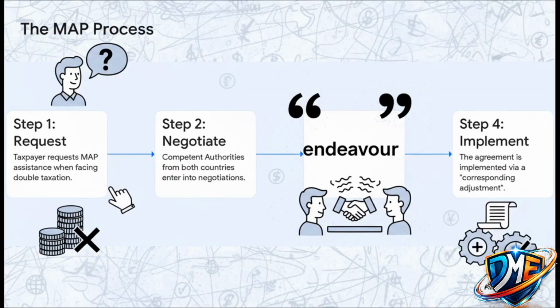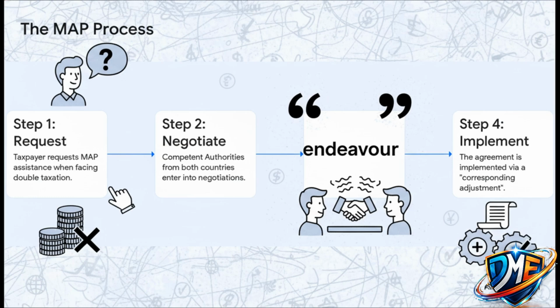So how does it work? It usually starts with the taxpayer raising a flag and asking for help. That request kicks off negotiations between the two countries' tax teams. Now, pay attention to that word on the slide, endeavor. The treaty says they have to try to reach an agreement.